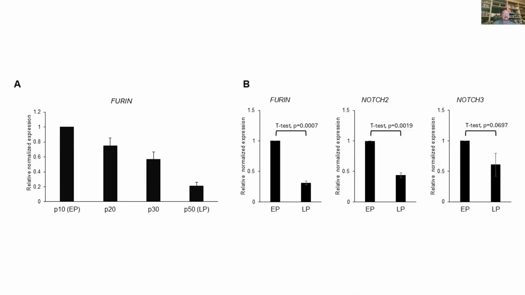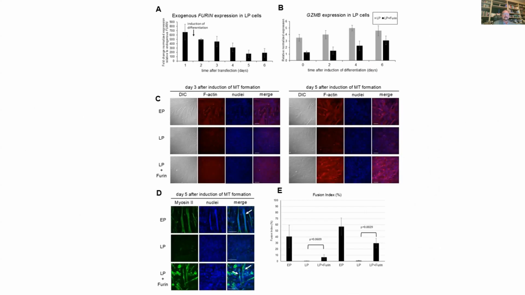So we saw that in younger cells, they made good furin, but in older cells, they didn't. And this is statistically significantly different. And same thing with Notch2 and Notch3. So then what we did was we transfected the older cells with furin, and we were able to make muscle again. So here's the young cells, older cells.